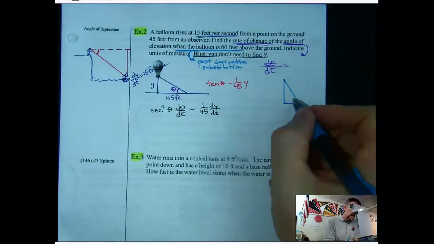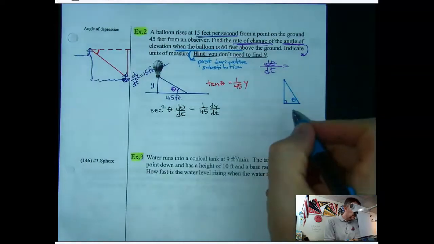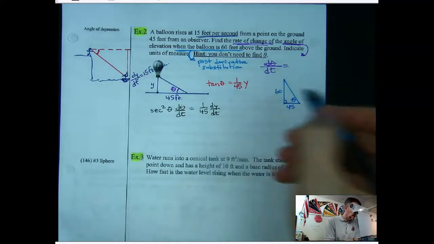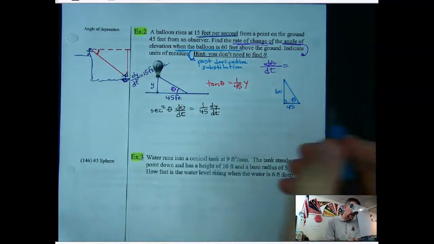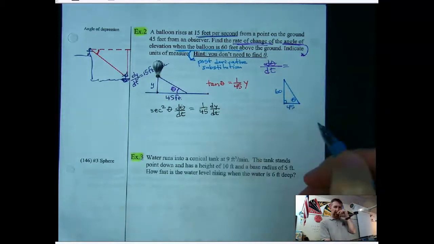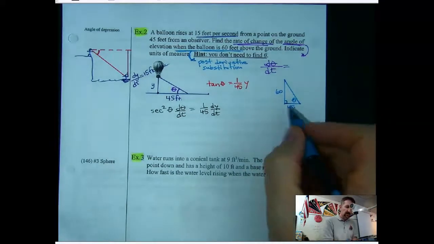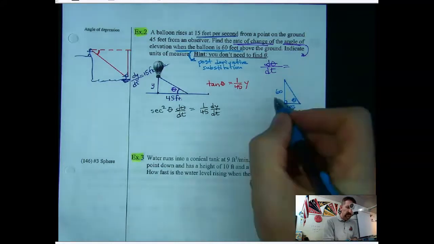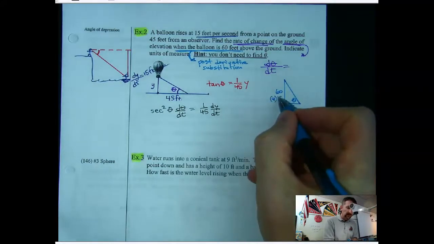Now, if this is theta, this is 45, and this is 60. Well, let's think about that for a second. Those numbers look kind of related to each other. They're both multiples of 15. So this is actually 3 times 15, and this is 4 times 15.